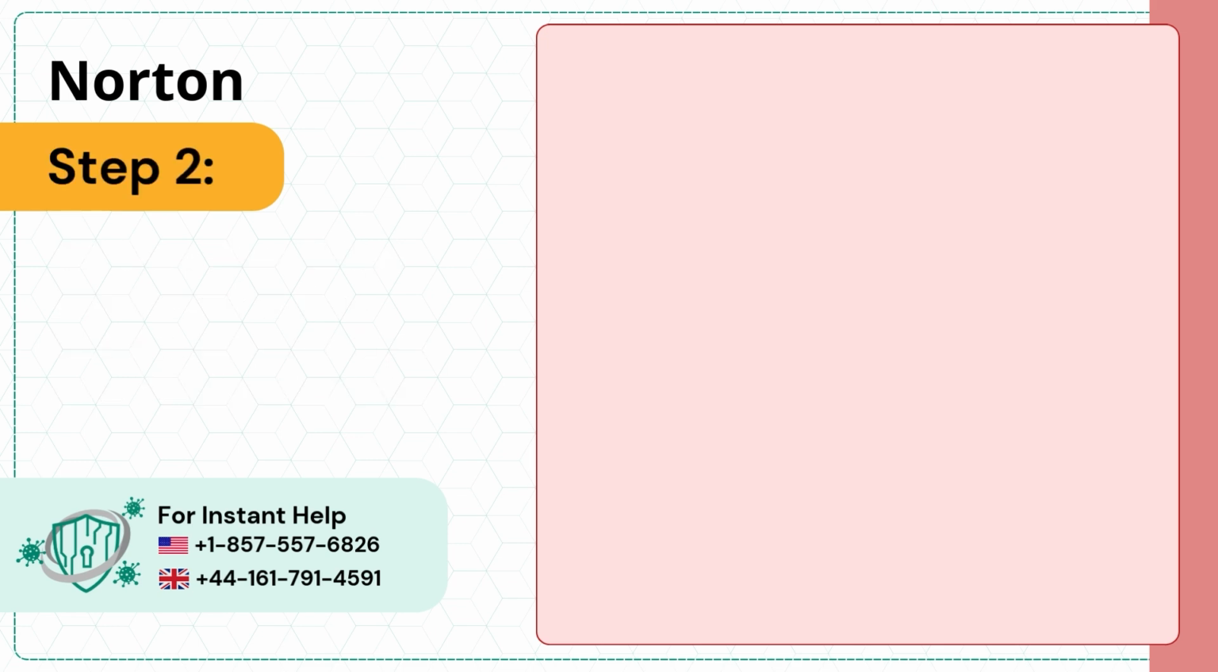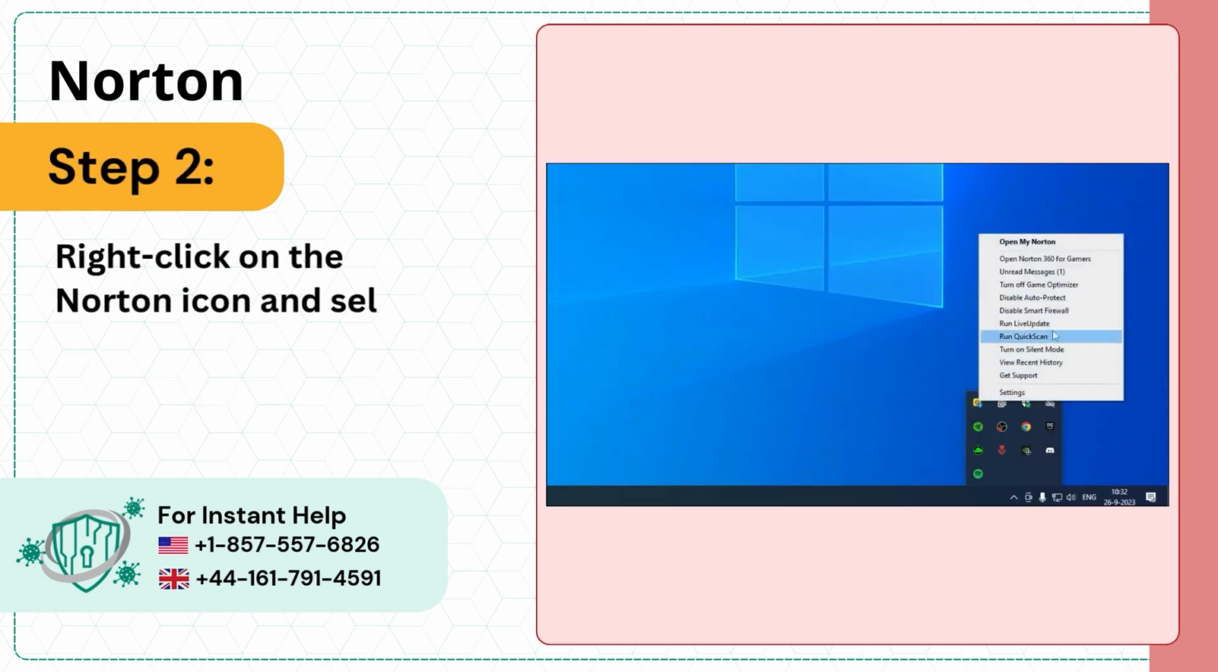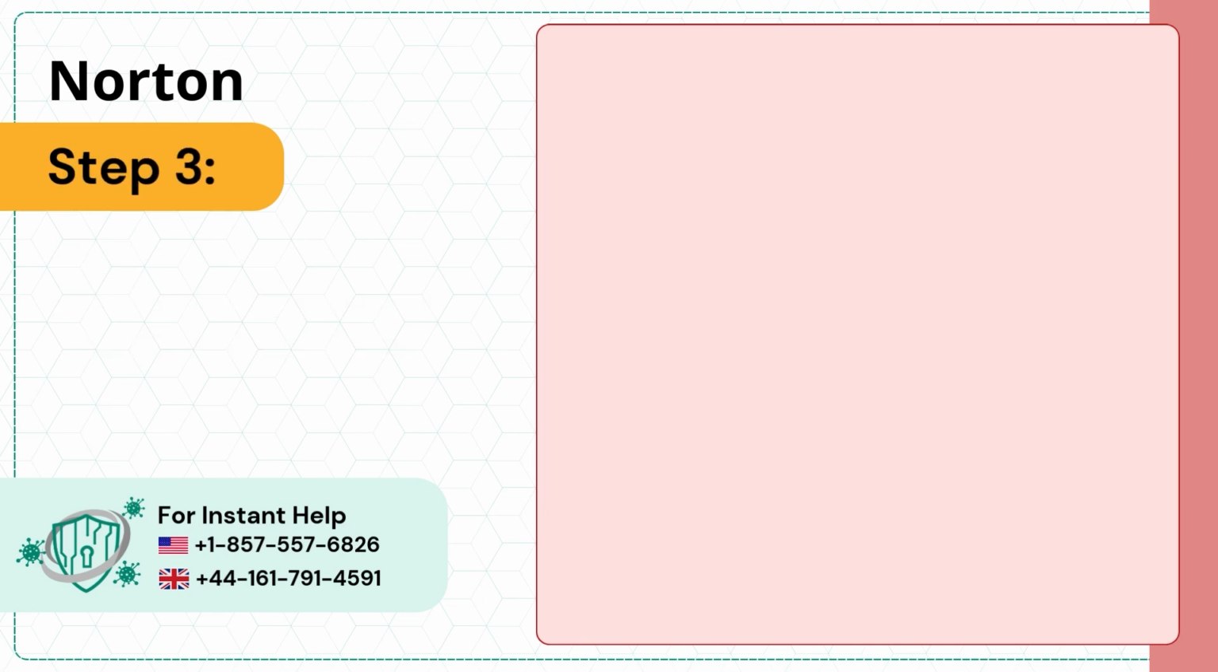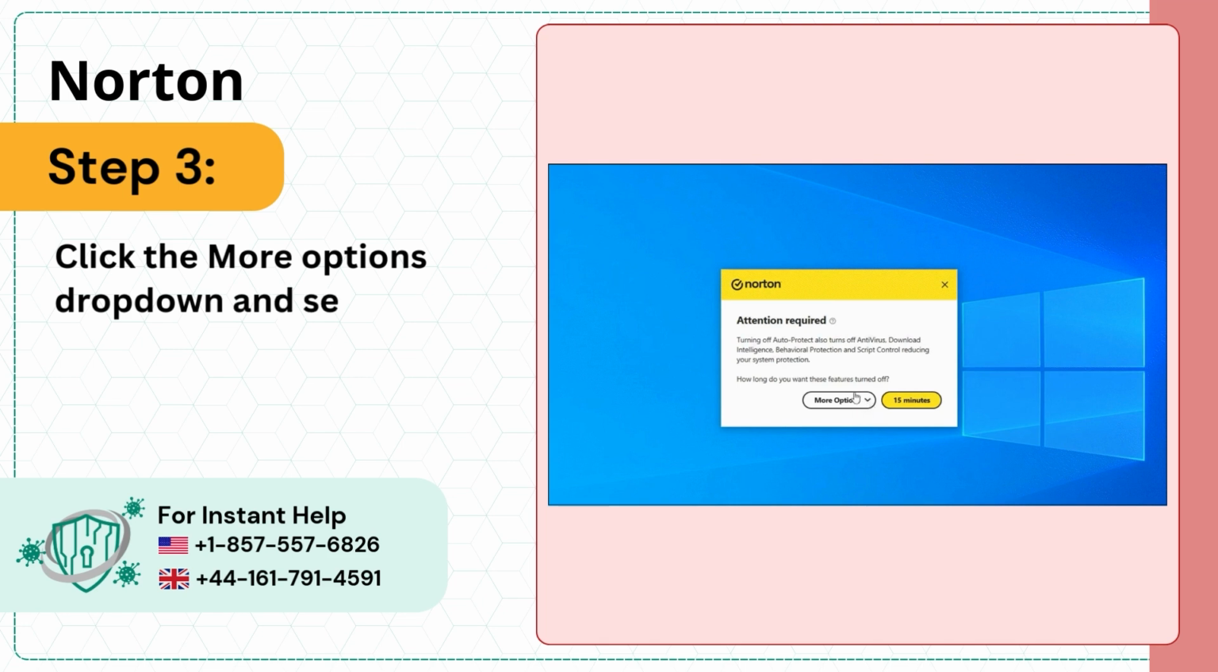Step 2. Right-click on the Norton icon and select Disable Autoprotect. Step 3. Click the More Options drop-down and select Permanently.